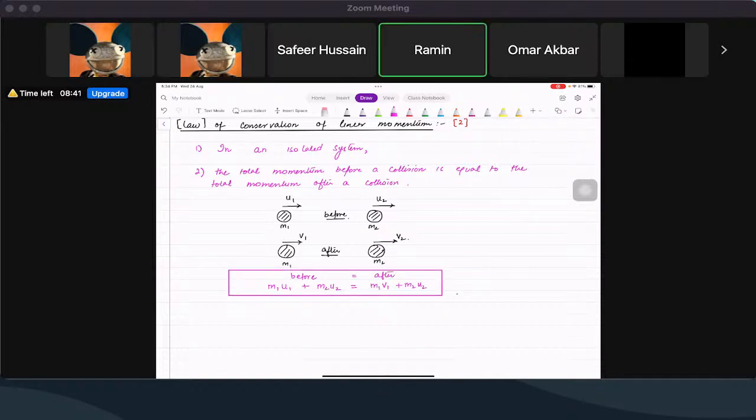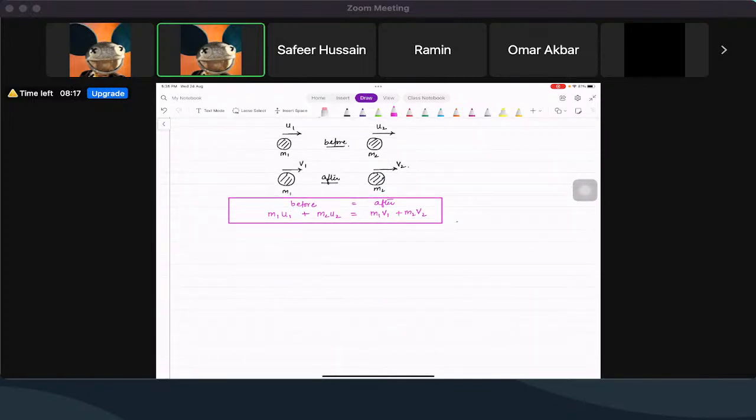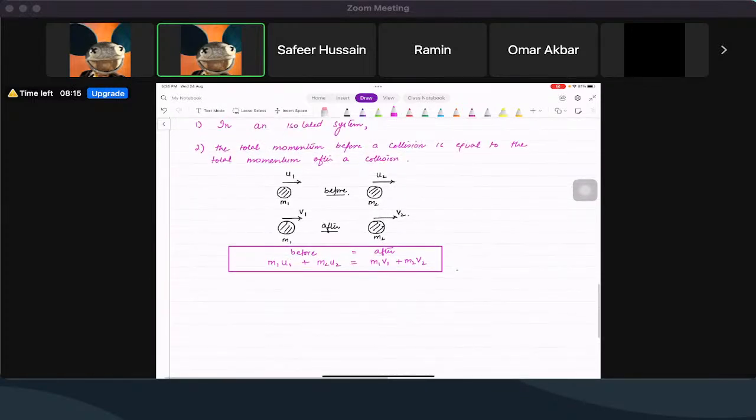Sir, shouldn't it be M1 V1 plus M2 V2? Yes, that's correct. Sorry, v2. Okay, so this is the general equation we have to remember. Now case by case we're going to discuss this. So first of all, you have written this, right? I hope I'm not going too fast.